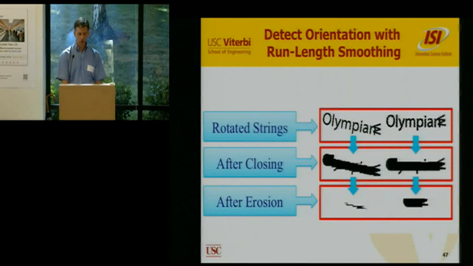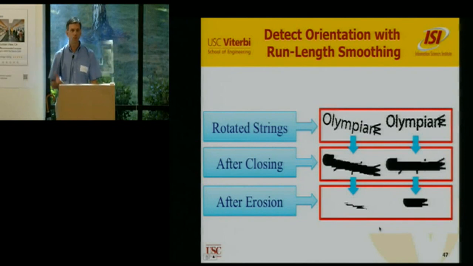So the next step is to actually figure out the precise orientation of this text string. What we do is we take the string Olympian and we generate a set of orientations for it and then run through a technique called run length smoothing, which essentially generates what's called a closing operator, where we fill in some pixels on these strings and then go through an erosion step. And the interesting thing is that once you get the correct orientation, then the result of this erosion step is you're going to be left with the most number of pixels in it.